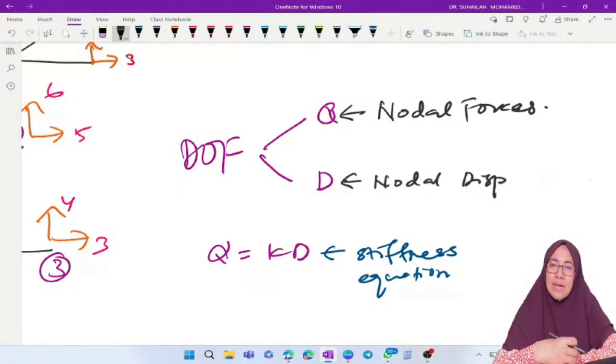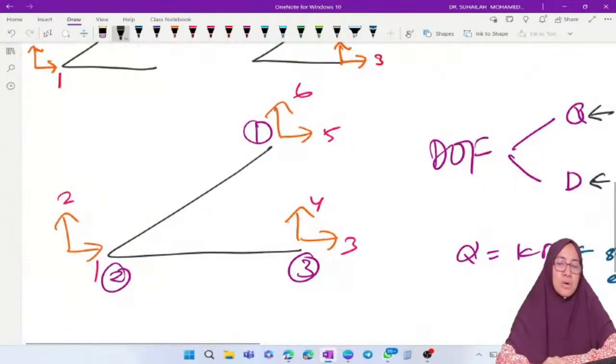We only calculate displacement at nodes. We calculate reactions at nodes. We do not calculate mid-span displacement, no. We only calculate the forces and the displacements at nodes. Okay, so what does it mean?